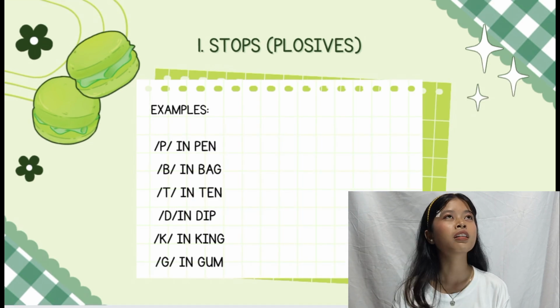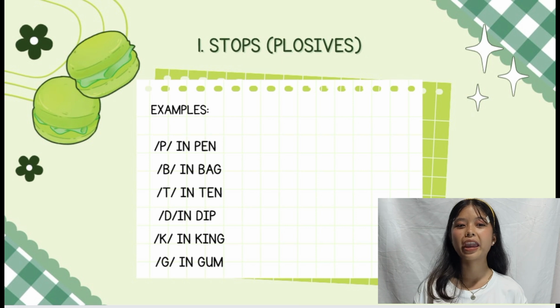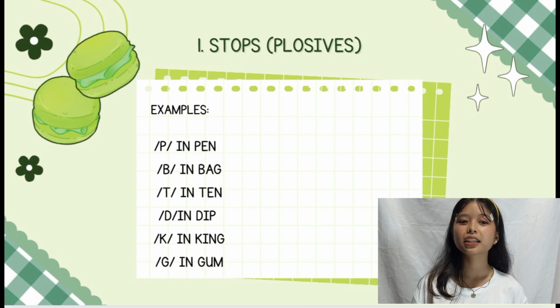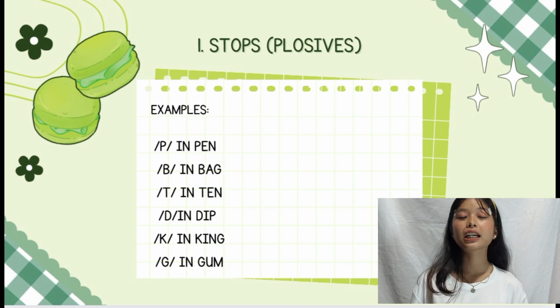For examples, we have P in pen, B in bag, T in tan, D in deep, K in king, G in gum.